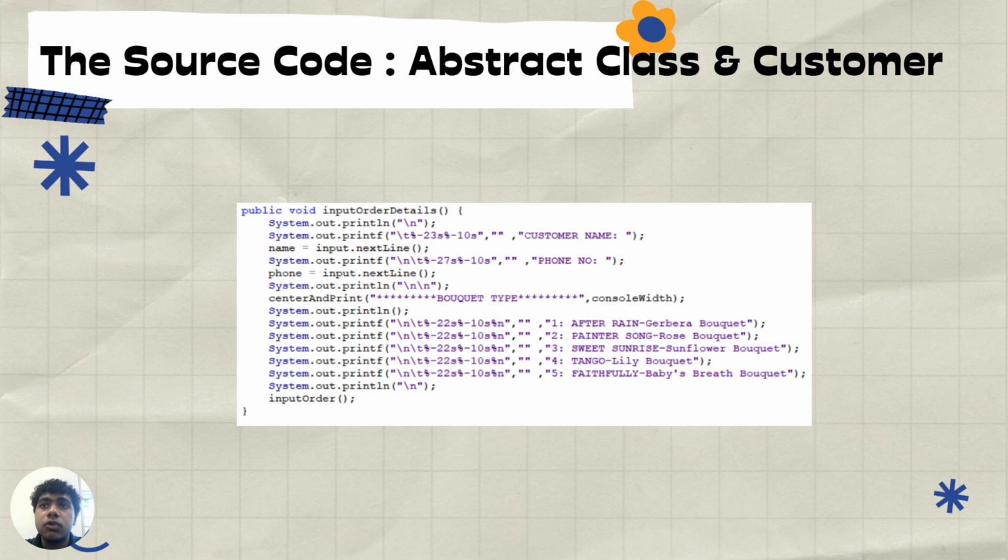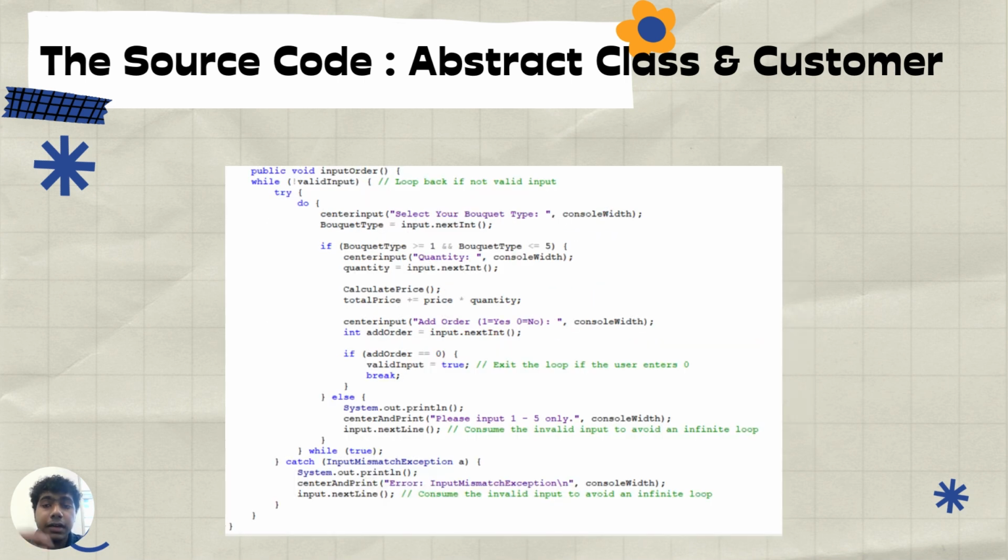Third, it will also output a list of bouquets of flowers and prompt the user to pick one of the bouquets. This is where the input order method comes in, so that it can handle the exception that comes from picking the type of bouquet. Then in the next slide, we have our input order method. This is where most of the exception handling will happen. We have a while loop to manage the exception handling, as you can see on the top. This while loop will detect if the valid input variable is true.